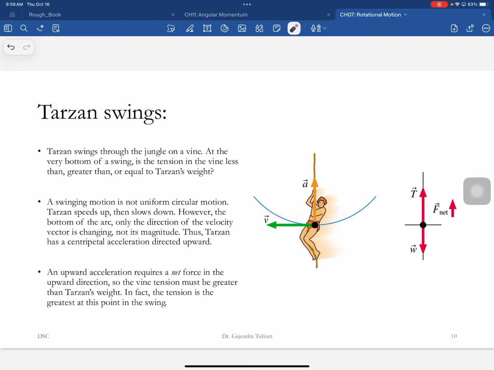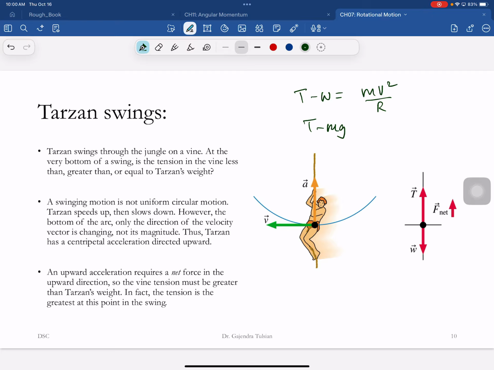Well, where's that force coming from? Here his weight is acting this way. So something must provide a force in that direction, and that's the tension in this vine. So the tension minus W is mv squared by r. Tension minus his weight equals mv squared by r. R is the radius of the circle.